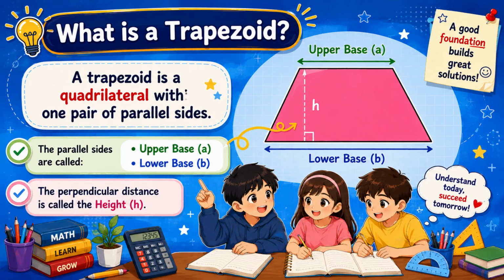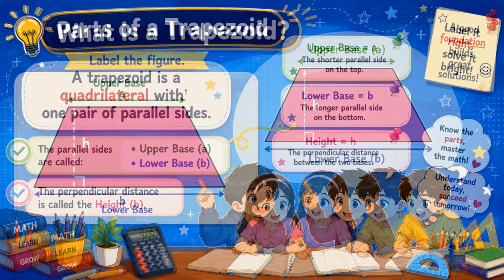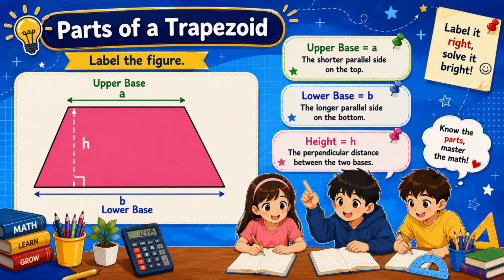A trapezoid has 4 sides, but only one pair of opposite sides is parallel. These are called the bases. The height is the shortest distance between the two bases. Always identify the two parallel bases first. Next, locate the height. The slanted sides are not used in finding the area.